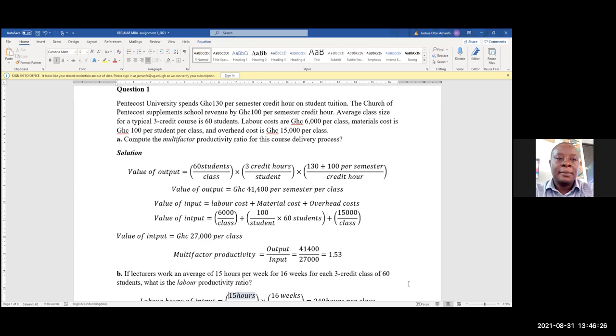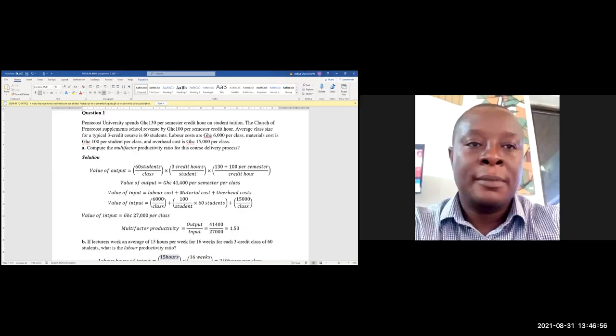So once we have our output, we have our input. What is left is to divide the output by the input. So you can see we have 41,400 divided by the 27,000, and that gave us 1.53. Is that okay? Any question on what we've gone through so far?